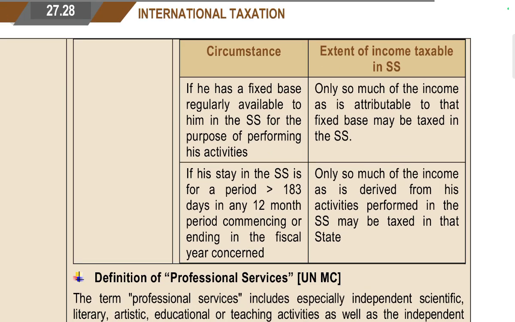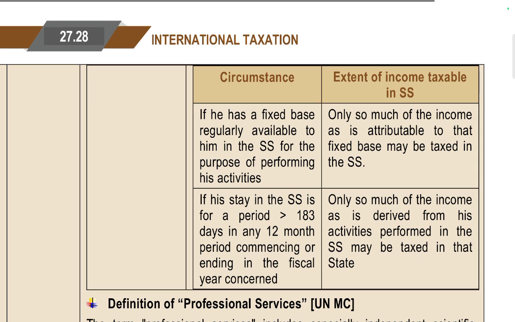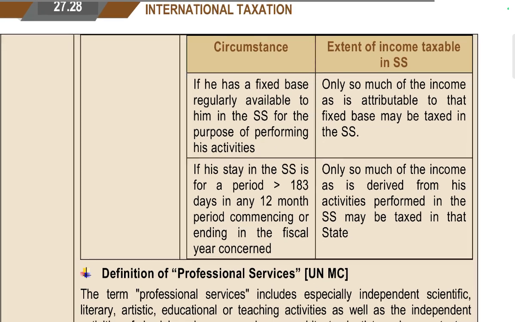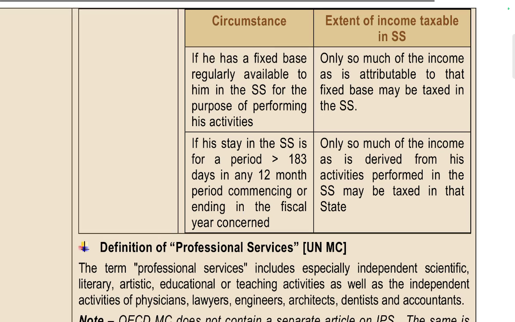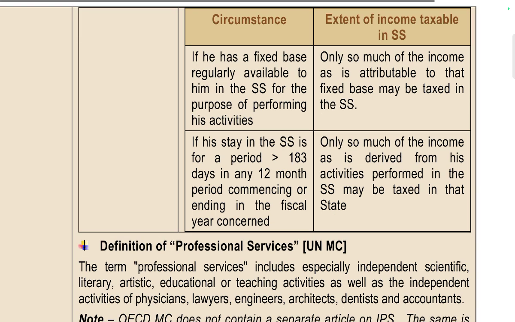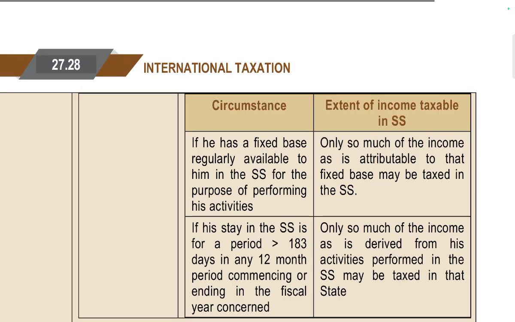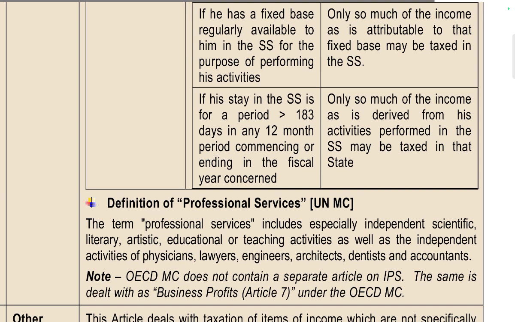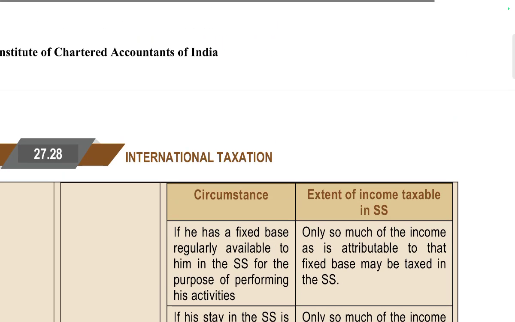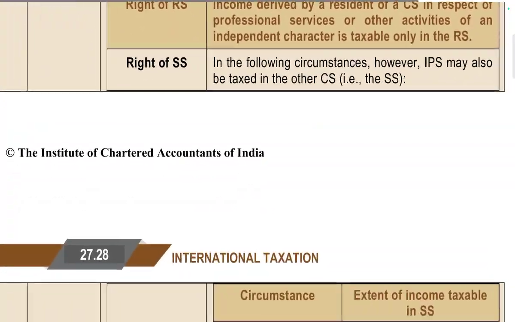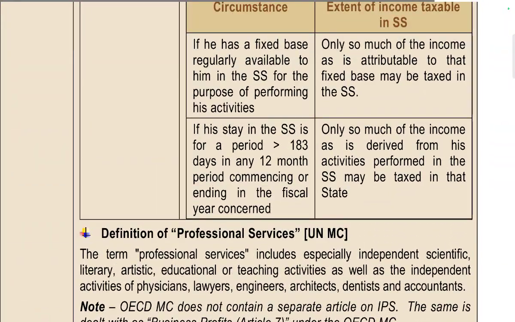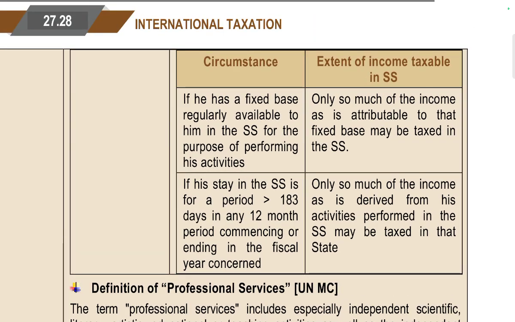If he has a fixed base regularly available to him in the source state for the purpose of performing his activities, only so much of the income as is attributable to the fixed base may be taxed in the source state. If his stay in the source state is for a period of more than 183 days in any 12 months period commencing or ending in the fiscal year, then income is taxable on that basis.